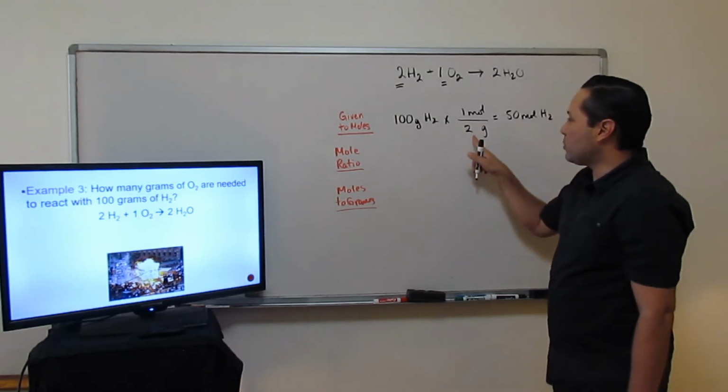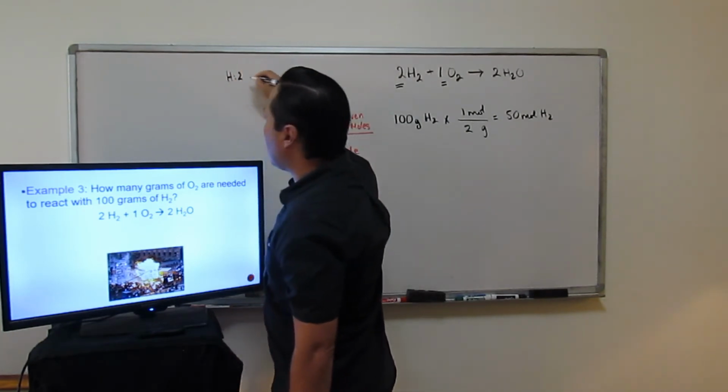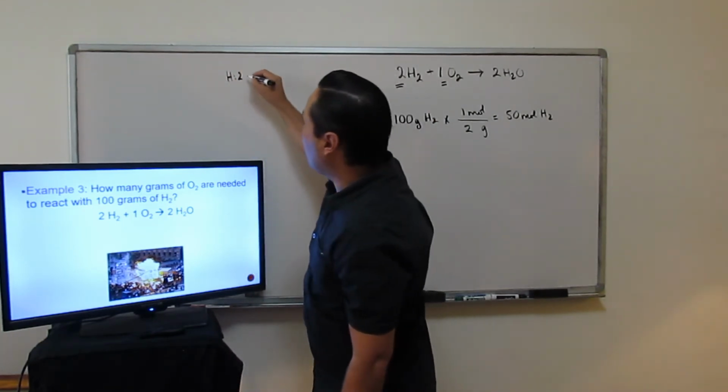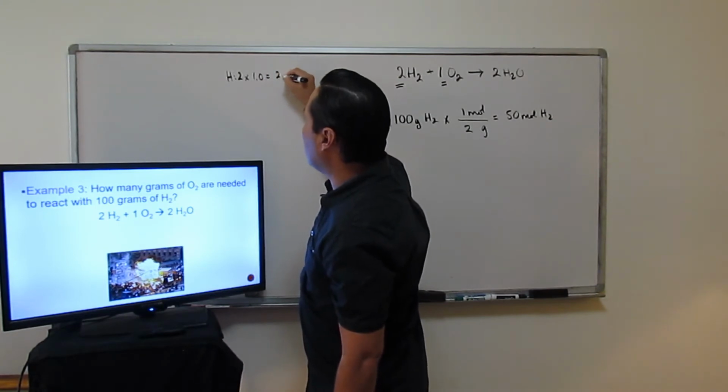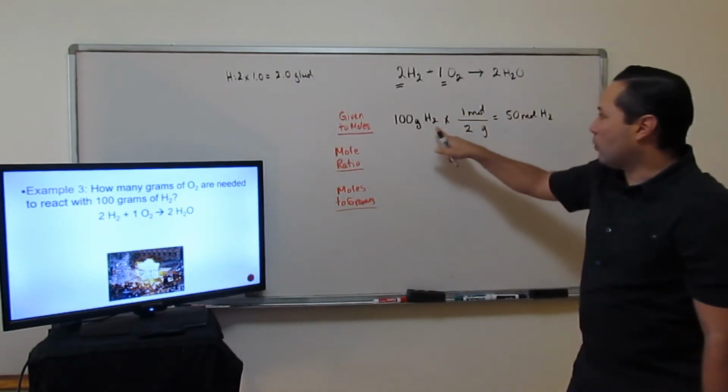I'll show the work for the molar mass of hydrogen. There are 2 hydrogen atoms, and on the periodic table the molar mass of hydrogen is 1.0, so that's how we got our 2.0 grams per mole. So that's our molar mass for hydrogen.